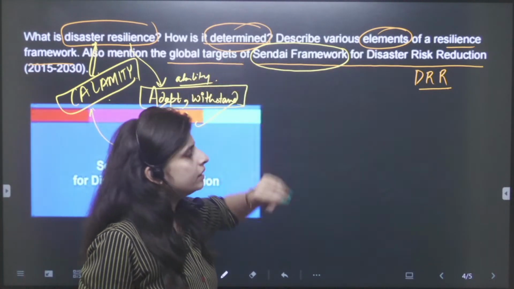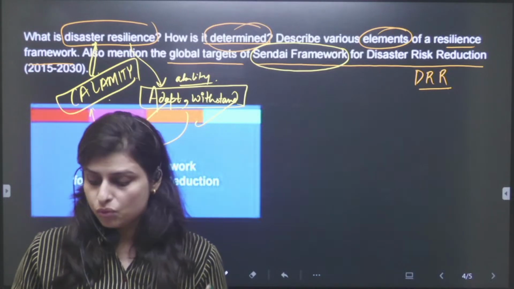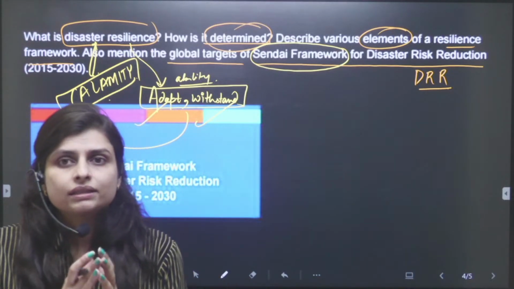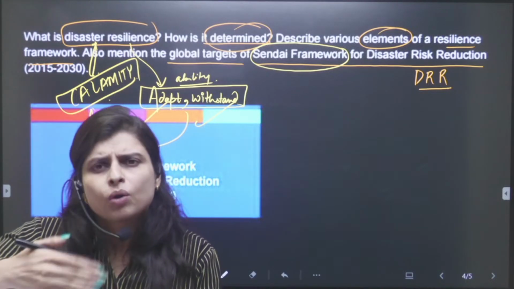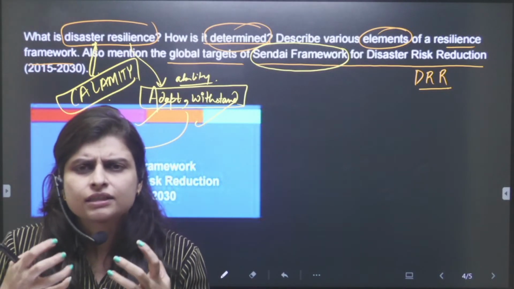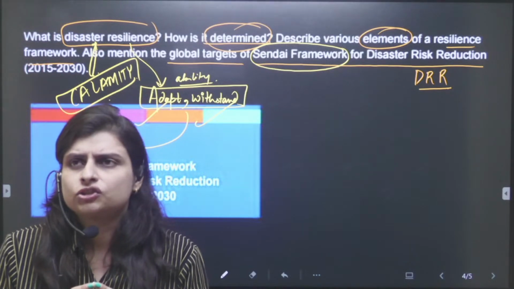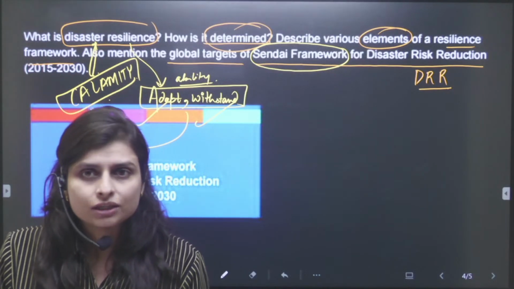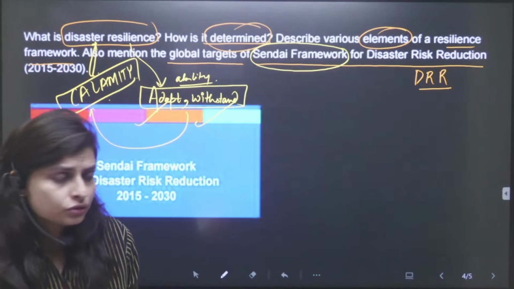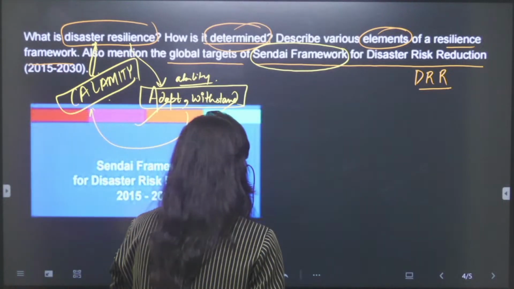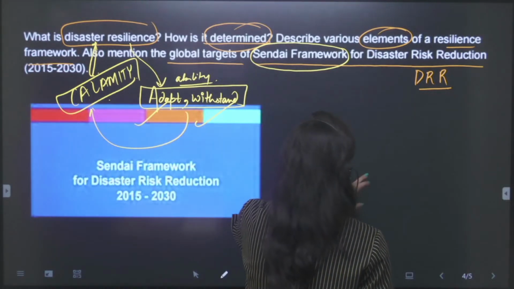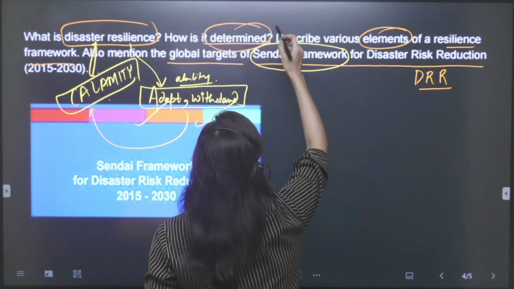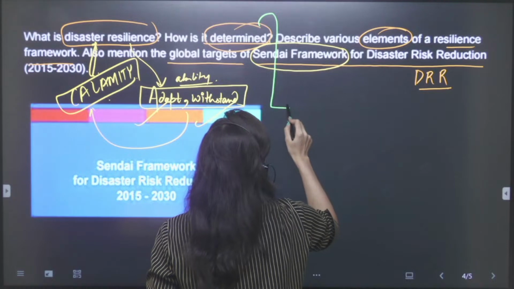Now, how is it determined? That means how would you know whether we have that disaster resilience or not? That means what is our preparation, or whether our geography or our structure is even permitting us to do so or not. So see, how should we go about it? First we need to do what?